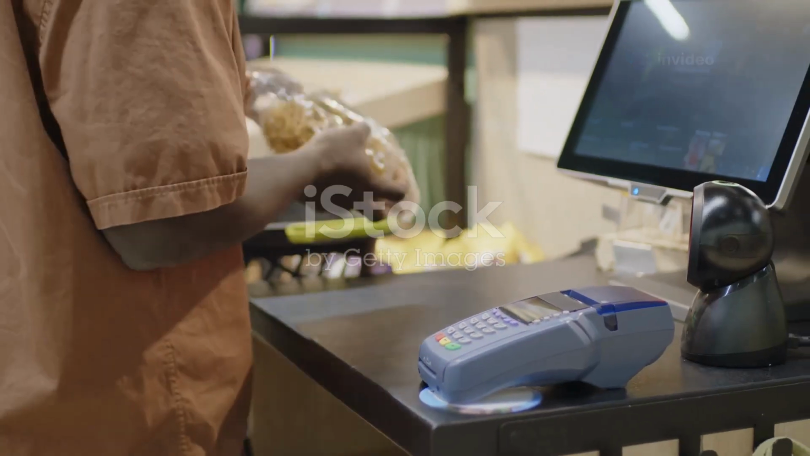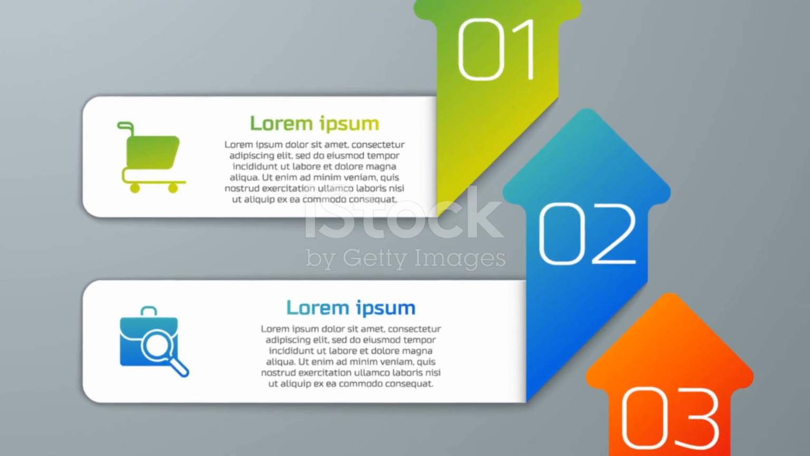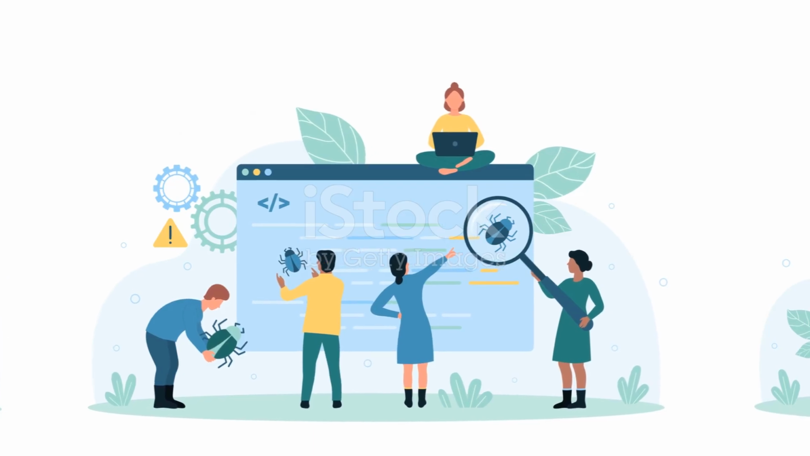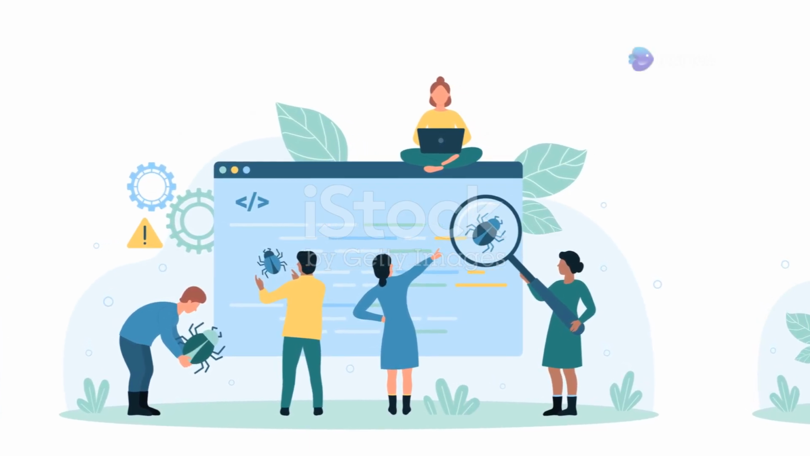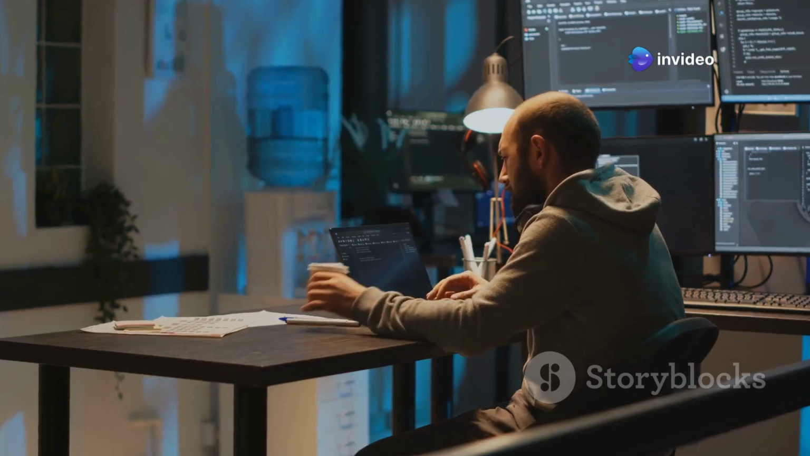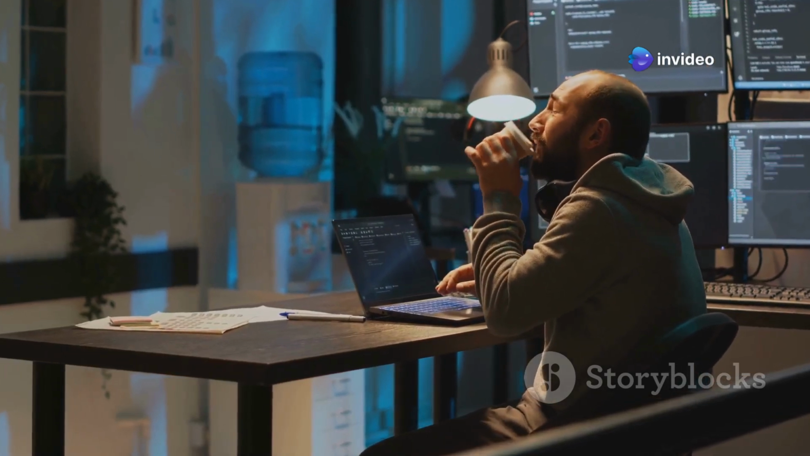Now let's move on to the code. Double-click your main form to open the code view. We'll start by importing the necessary namespaces. Add at the top. In the form load event, establish a connection to our database.